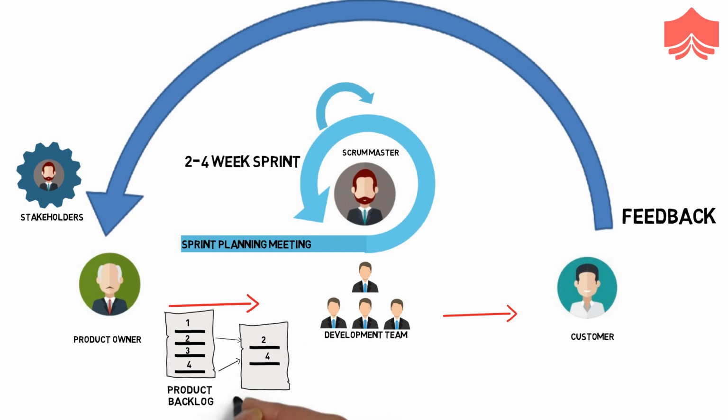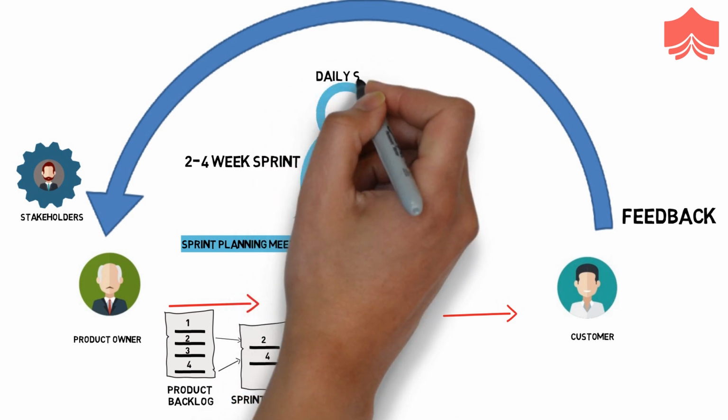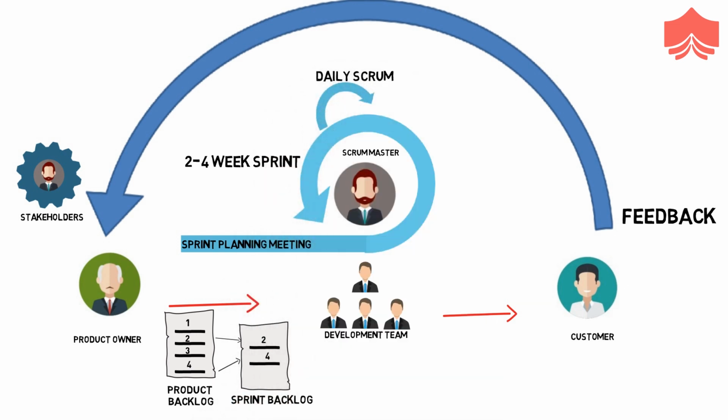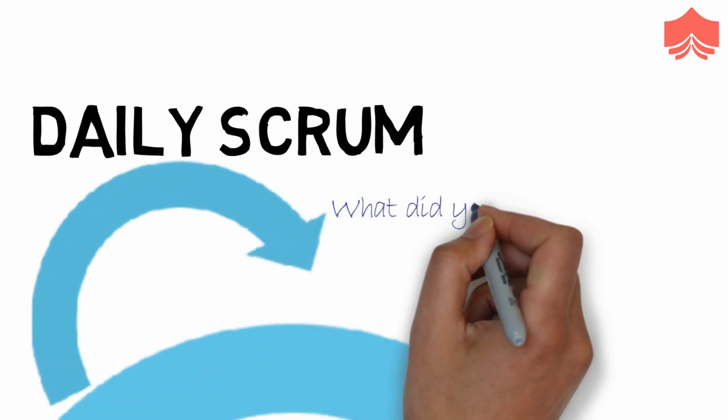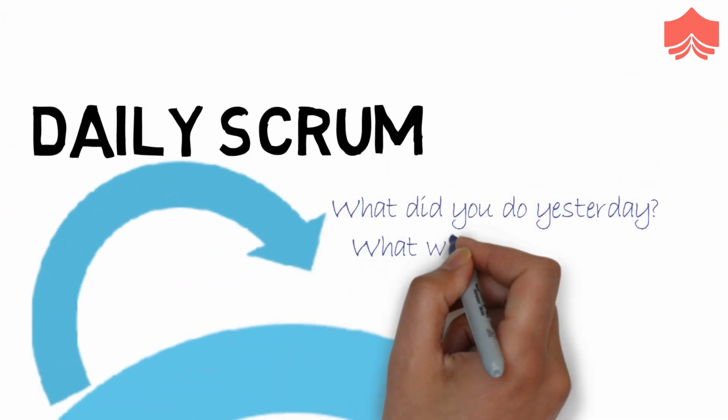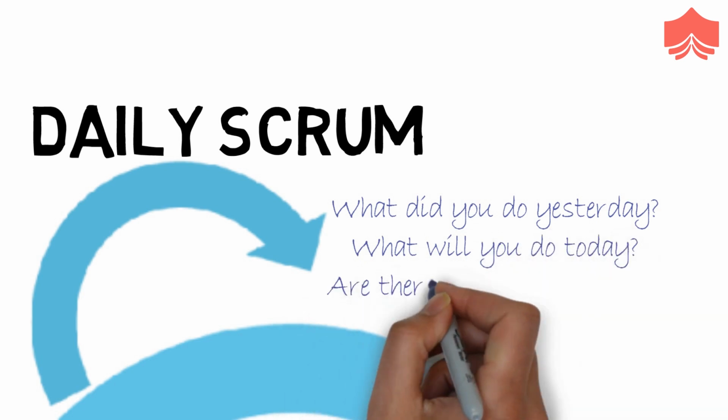The list of selected items is known as the sprint backlog. The development team works on the sprint backlog throughout the sprint. During the sprint, every day a daily Scrum meeting is held. In this meeting, each participant answers 3 questions. What did you do yesterday? What will you do today? And what are the impediments in your way?